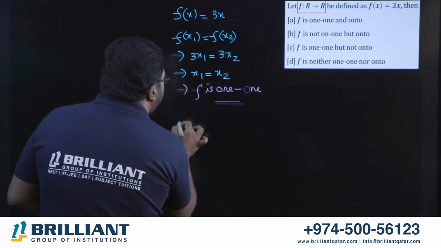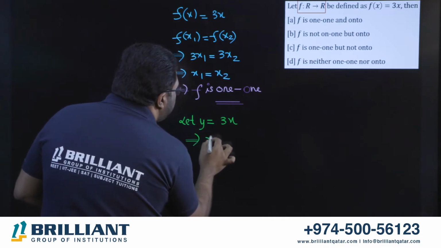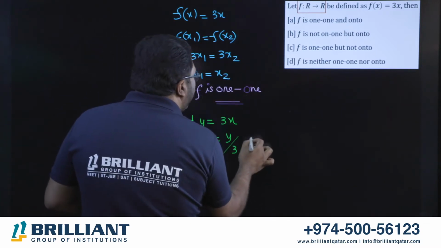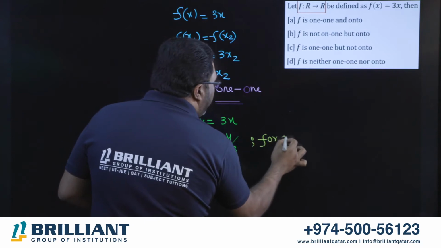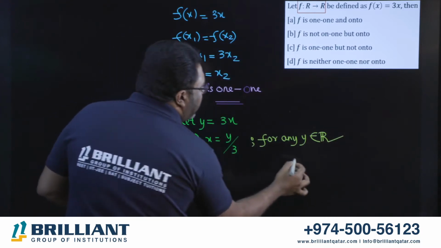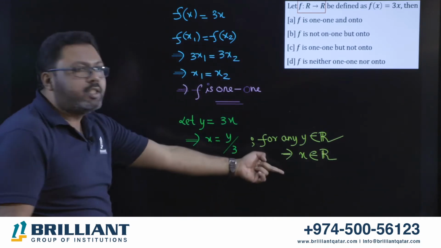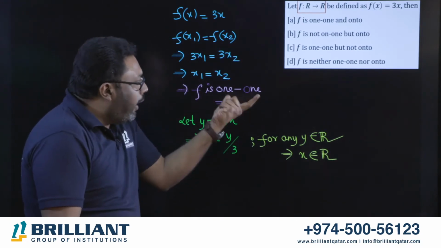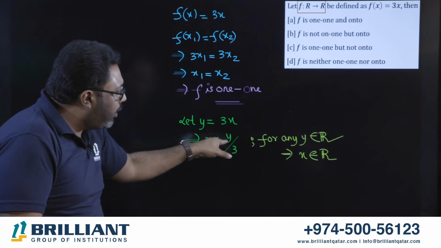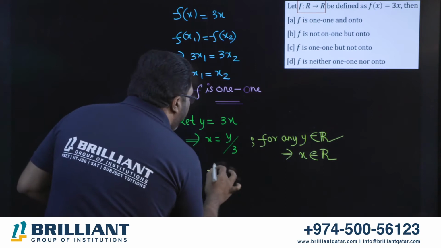Let's check for onto. Let y is equal to 3x. That implies x is equal to y by 3. And can I put any real number for y? For any y which is a real number, x is also a real number. That is, I have every real number with a pre-image in x. Every real number when I put for y, you get a pre-image in x which is also a real number. So there is no doubt, therefore f is onto.